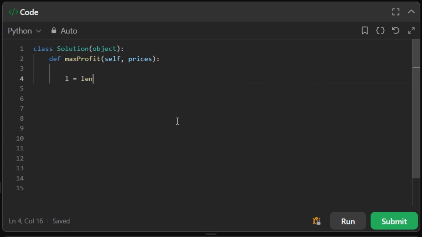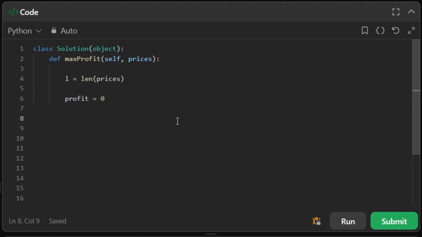Here, let L denote the length of the prices array. Also, we will initialize our total possible profit or the maximum profit with 0. Why? The reason being that initially we are neither selling any stocks nor buying any stocks. So the profit remains 0 at the beginning.